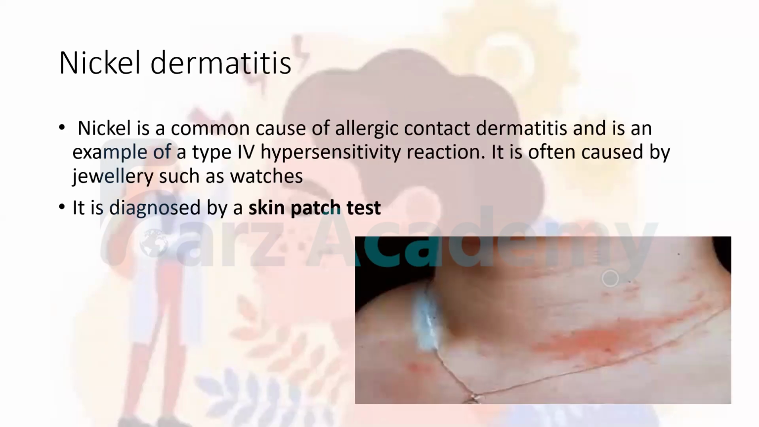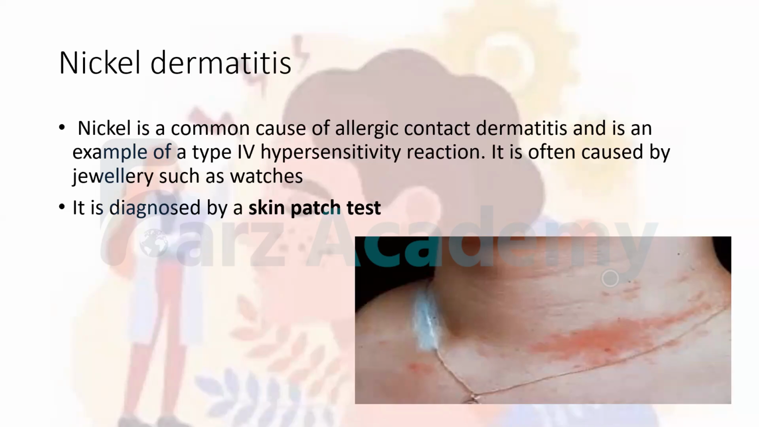Okay. The next one is nickel dermatitis. Nickel dermatitis is a type of allergic contact dermatitis. It is an example of a type 4 hypersensitivity reaction and is mostly caused by jewelry like chains and watches that contain the metal nickel. And how do we diagnose it? It is mainly by skin patch test.